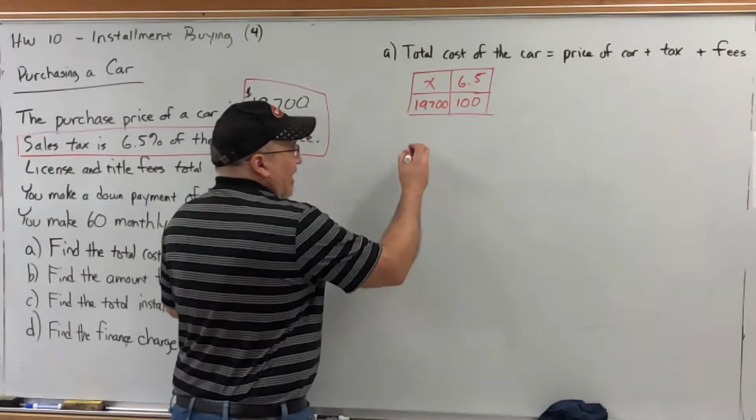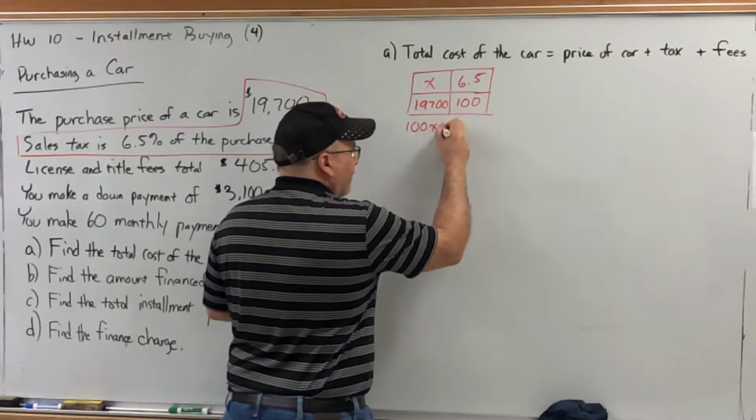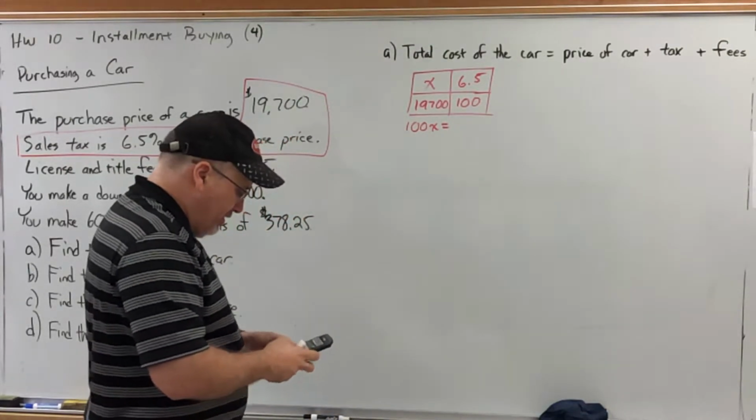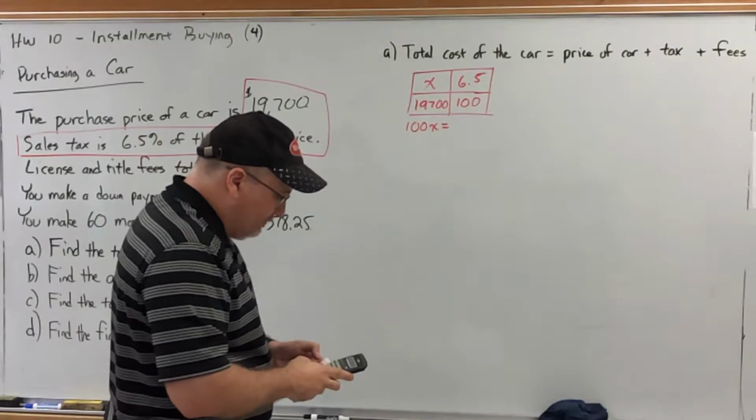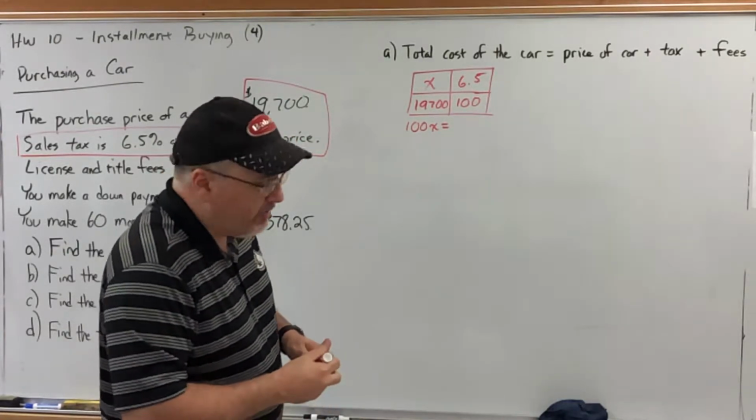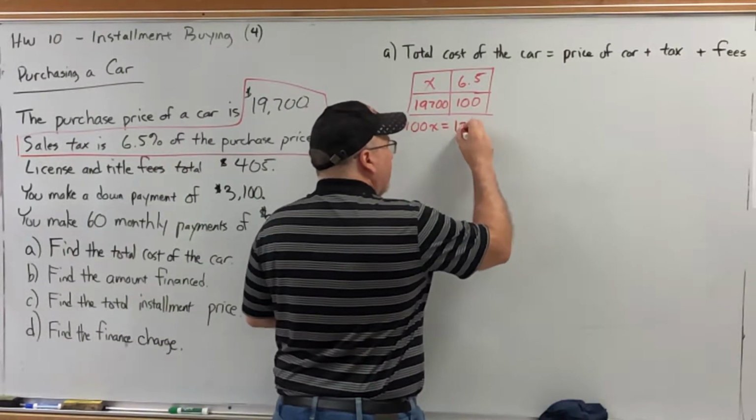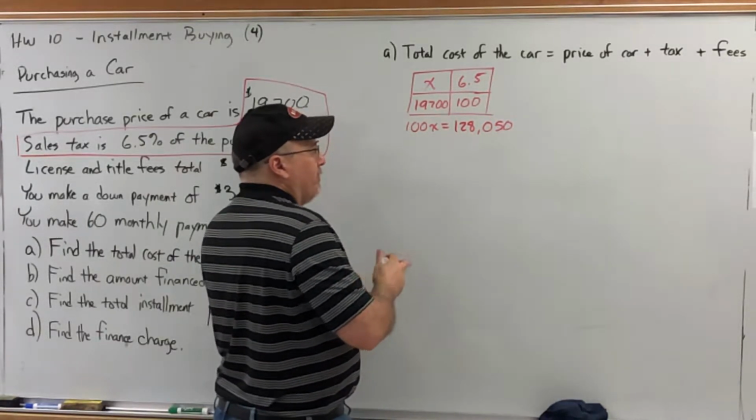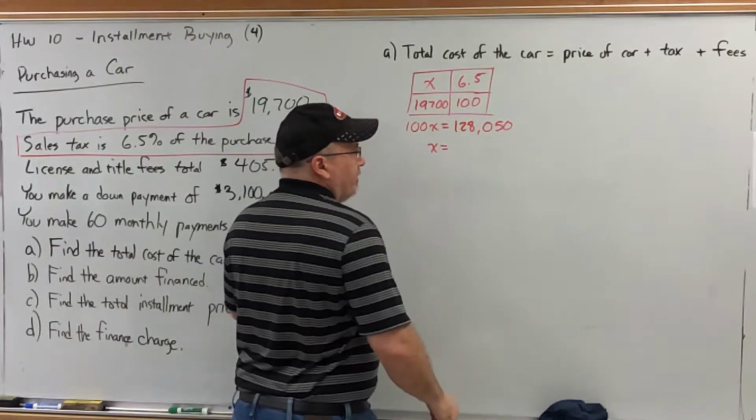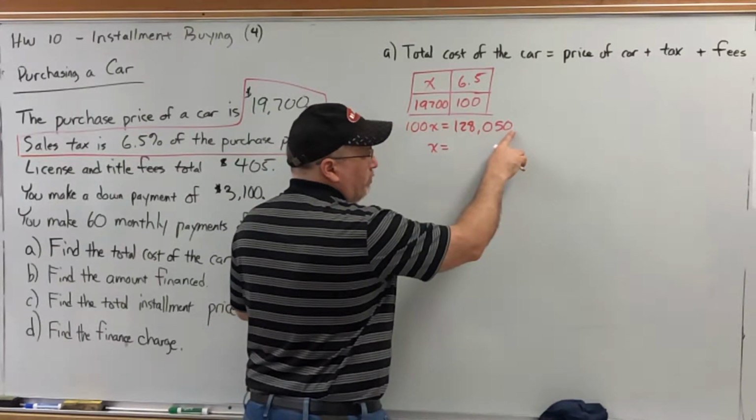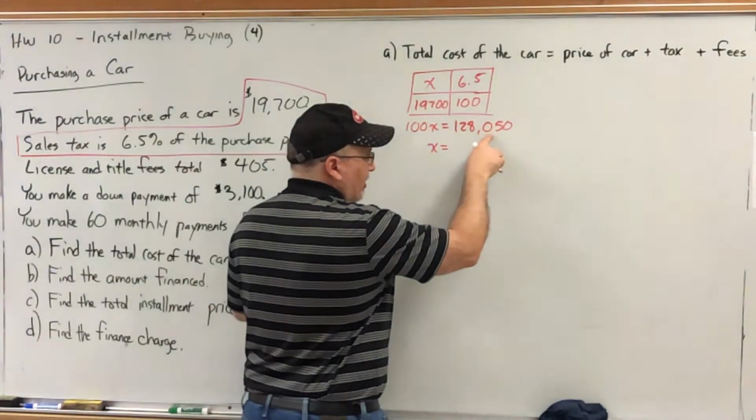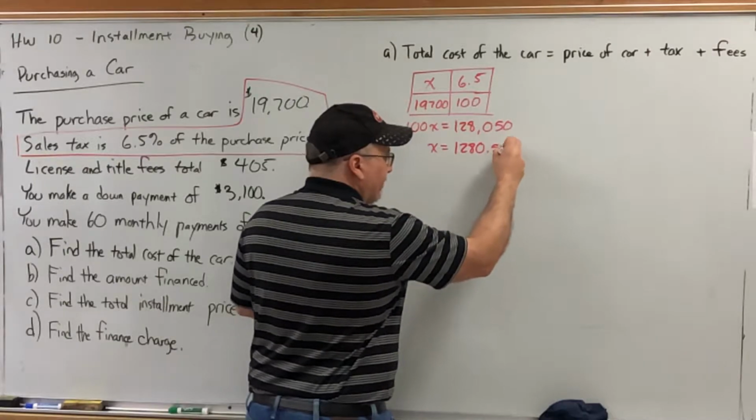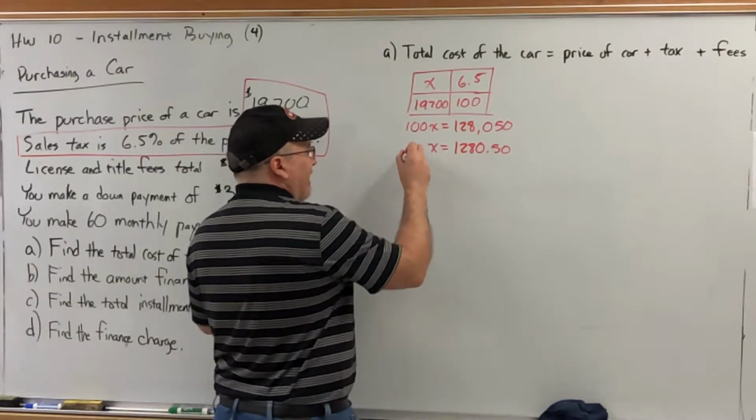So if we cross multiply, we'll get 100x equals whatever 19,700 times 6.5 is, 128,050. So if we divide both sides by 100, we would move the decimal place 2 places to the left and get $1,280.50. That's our tax.